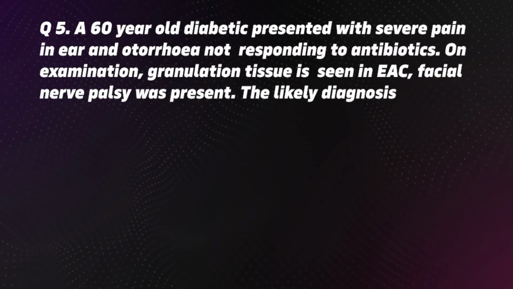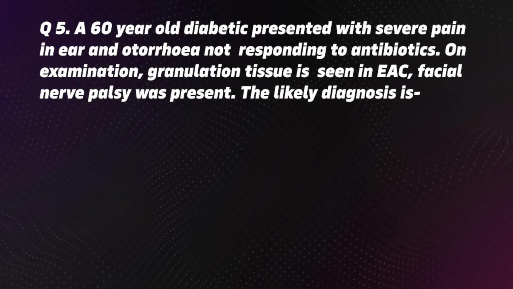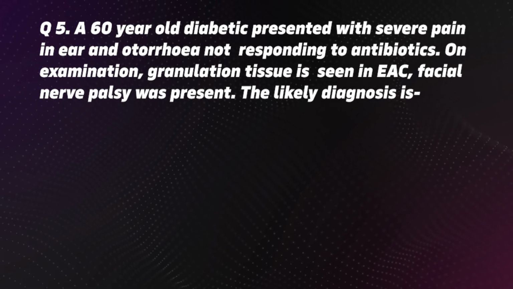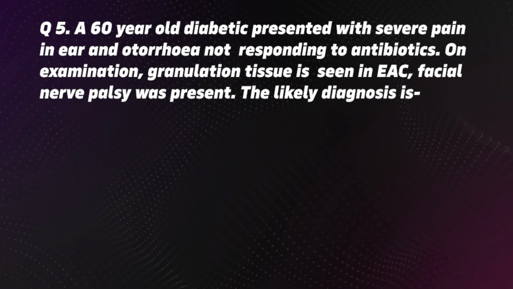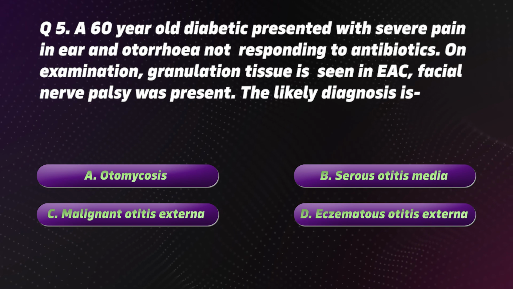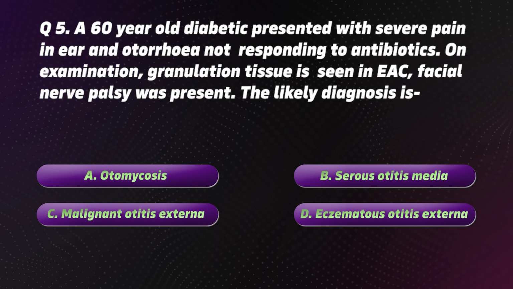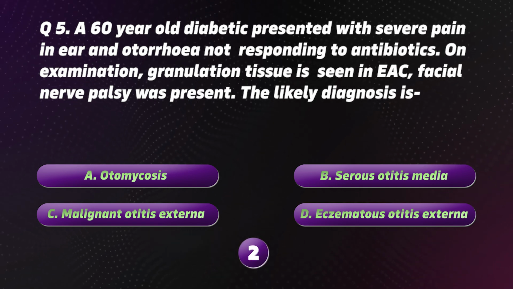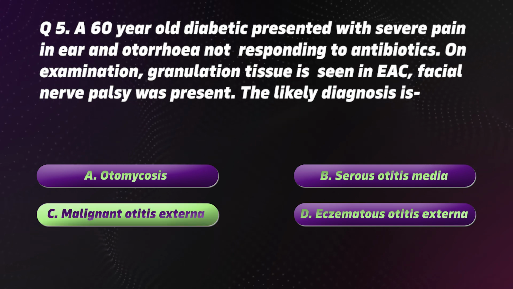Question 5. A 60-year-old diabetic presented with severe pain in the ear and otorrhoea not responding to antibiotics. On examination, granulation tissue is seen in the EAC and facial nerve palsy was present. The likely diagnosis is, here are the options. A. Otomycosis. B. Serous otitis media. C. Malignant otitis externa. D. Eczematous otitis externa. And the correct answer is option C, malignant otitis externa.